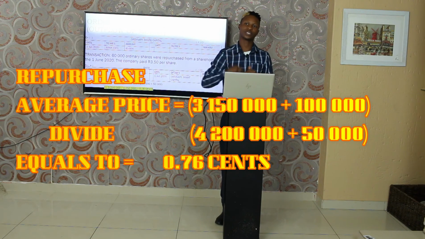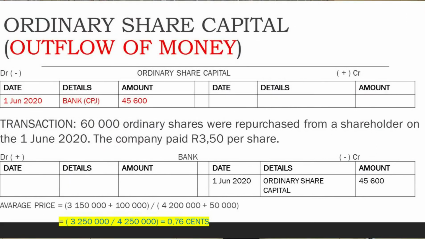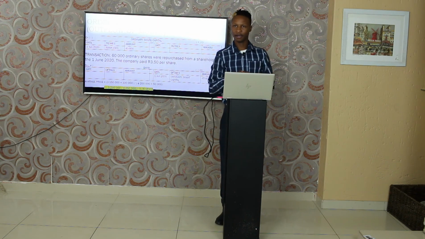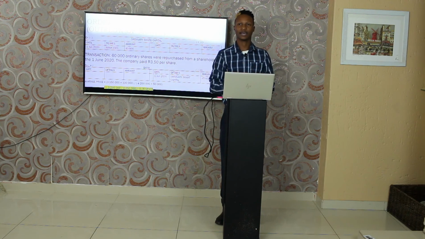It's different from issuing of shares. We are repurchasing. So you say your amount of shares divided by units of shares. You get your average price, and then you take that average price and multiply by the 60,000 units of shares that we are repurchasing from our shareholder. And then you get how much? 45,600 at the end of the day. You're going to take out 45,600 from the bank account of the business. Outflow of money.